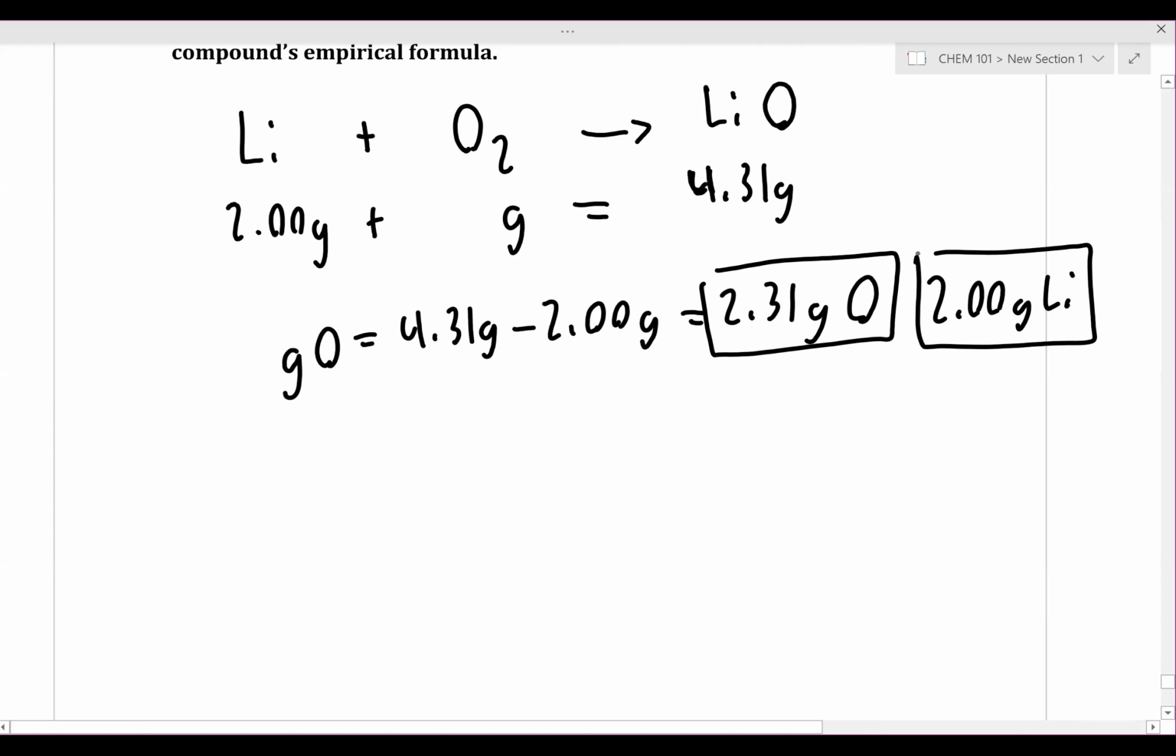So now that we know that we have 2.31 grams of oxygen and 2.00 grams of lithium, can we calculate the moles from this? Can we calculate moles from mass? Yeah. And then can that give us a mole ratio? Yes. So now let's try to calculate the empirical formula for this compound, and then let's compare it to our predictive formula using charge rules.